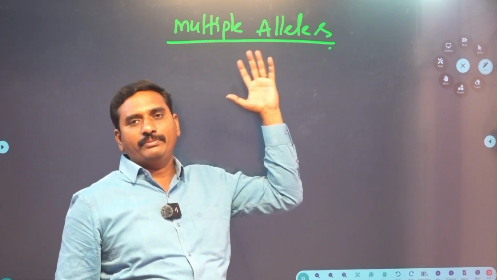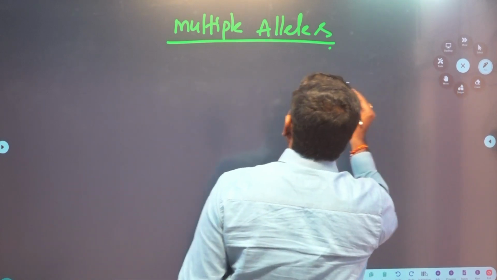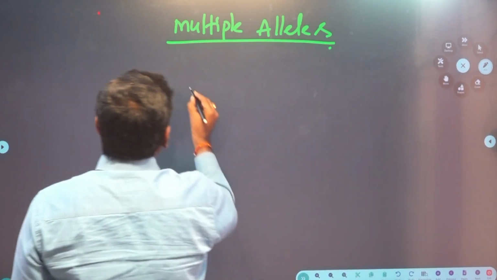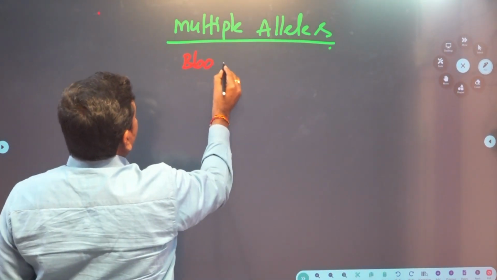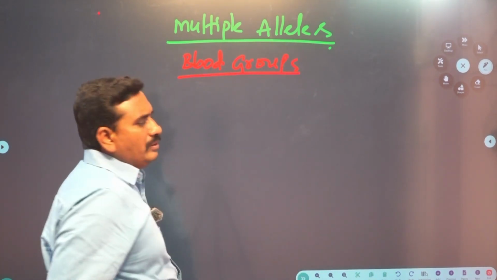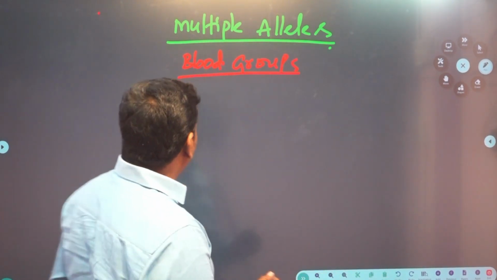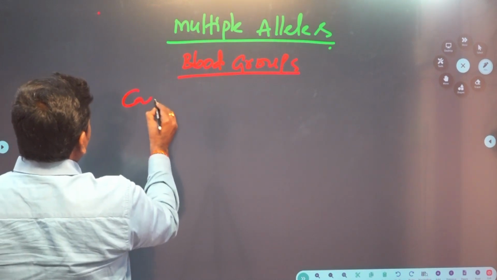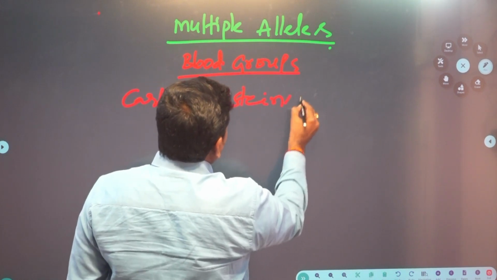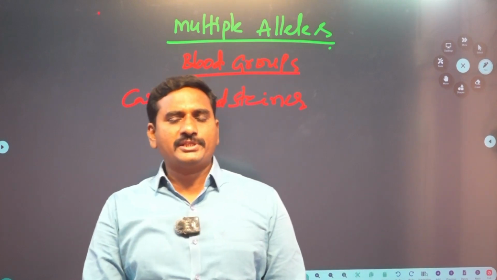The best example for multiple alleles is blood groups in human beings. For the first time, the blood groups were discovered by the scientist Carl Landsteiner. Actually, in human beings, two types of blood grouping systems are present.